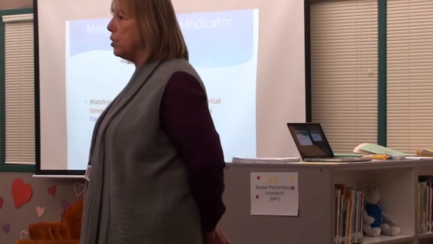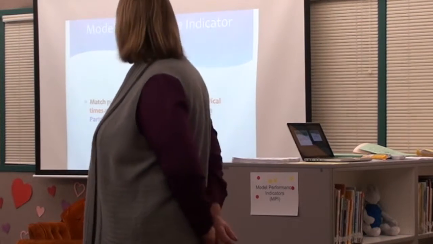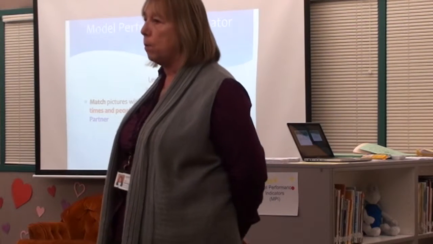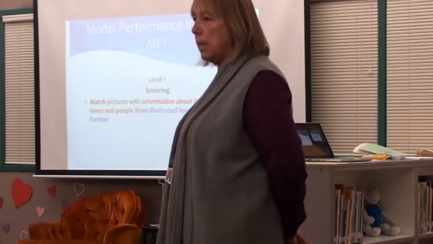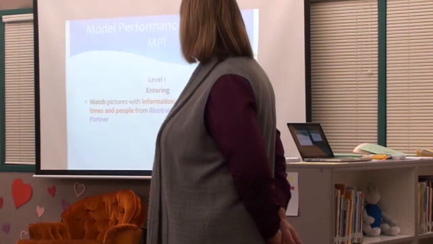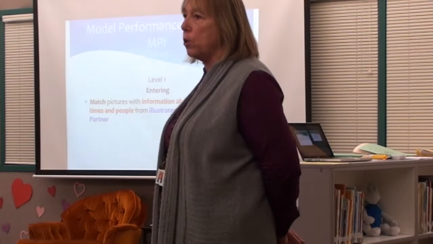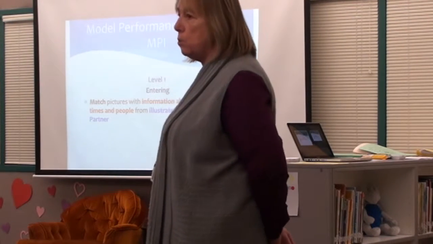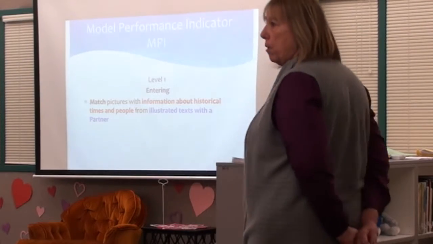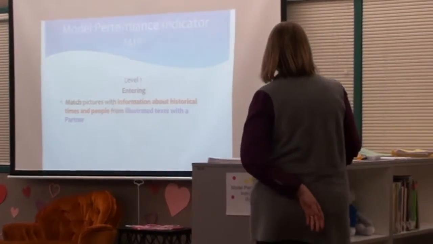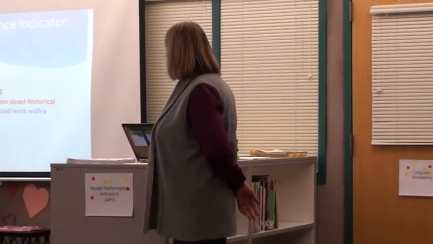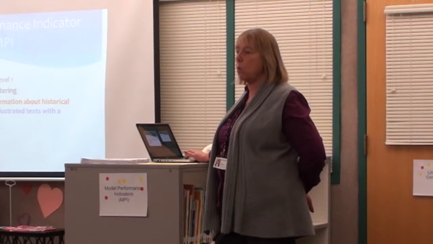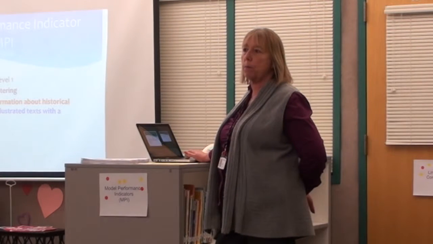So we are going to match, which is the function. Pictures with informational text about historical times and people, which is the content. And from illustrated text with a partner, which is the support. Now this one has two supports in it, which is illustrated text and with a partner. And then I put this at the bottom to help you as we're going along so you know which one is function and content and support.